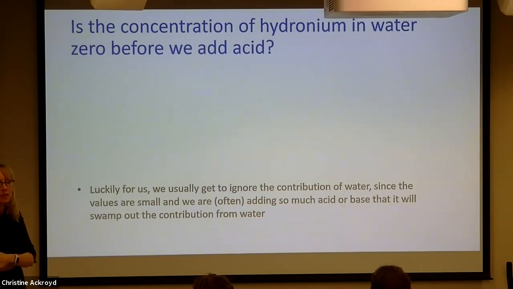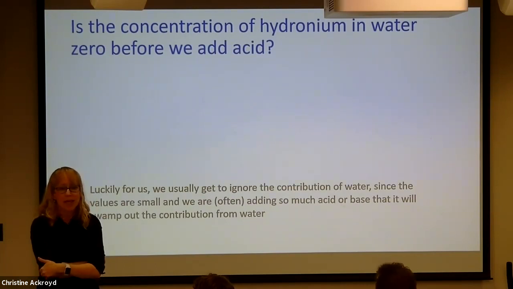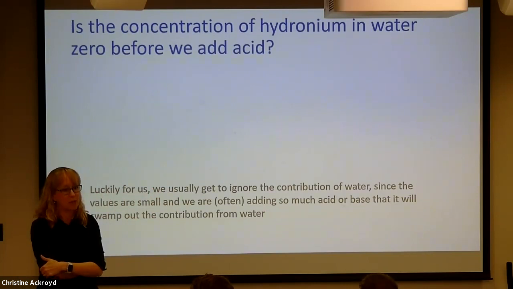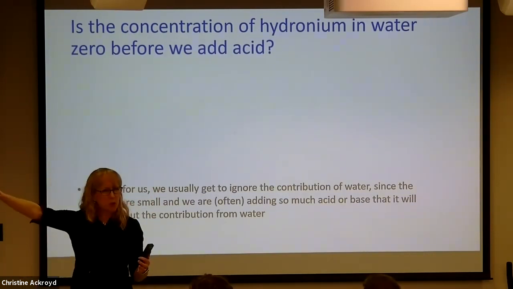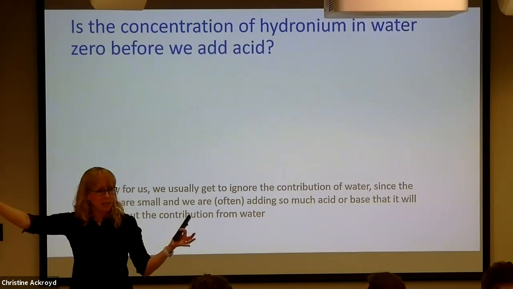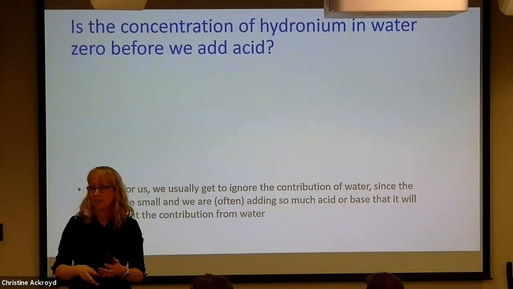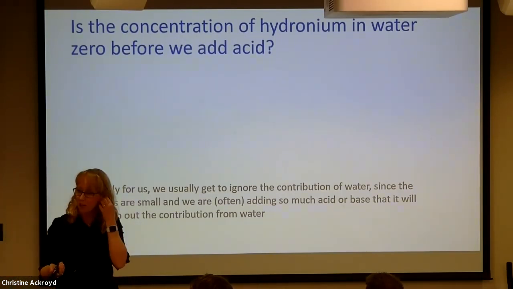Okay, so if we're setting up a RICE table and we're filling out our initial line in the RICE table for an acid or base in reaction with water, you have to put hydronium in the initial line in the RICE table, right? What is it? Product. The product. What is the actual concentration before you start?